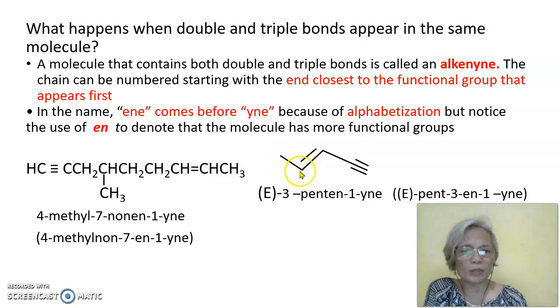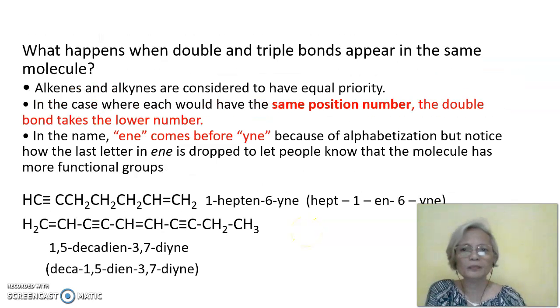But this is E because the priority groups are on opposite sides. So this is the priority group and this is another priority group. So if you look at the hydrogens, you have a hydrogen upward and then you have a hydrogen downward. Clearly an E, or a trans, sorry. So either you call this trans-3-penten-1-yne or E-3-penten-1-yne.